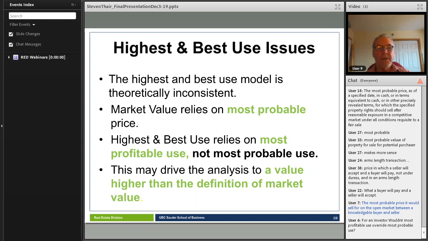And I write here, highest and best use relies on most profitable use, not most probable use. And this may drive the analysis to a value higher than the definition of market value, right? Because market value isn't saying highest anymore. Market value is saying the most probable price. And then we get to highest. I think I beat that up well enough already.